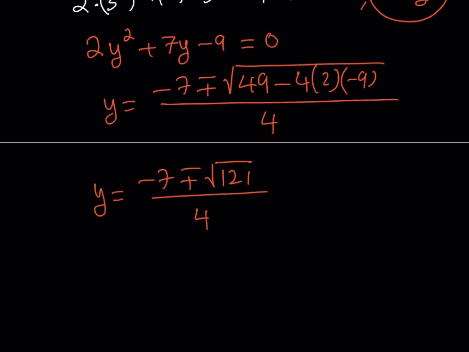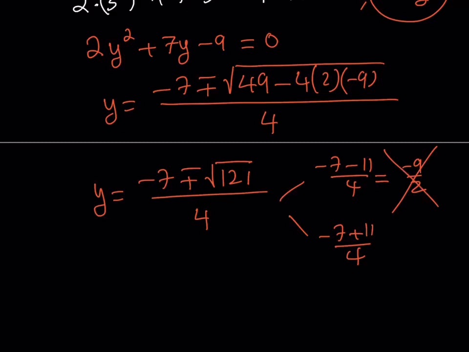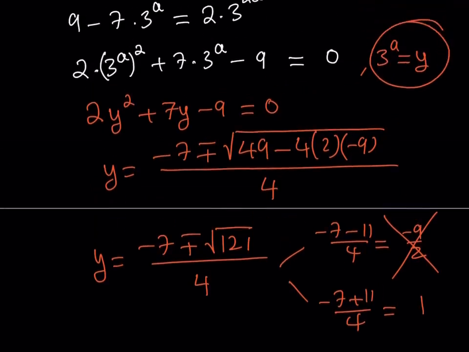Nice. Okay, of course, this has rational solutions, obviously. So it's going to be negative 7 minus 11 over 4 and negative 7 plus 11 over 4. And this is going to give us negative 9 halves, which is negative. So we're not going to be able to use that because 3 to the power a can never be negative. Impossible. Think about the graph of it, right? It has an asymptote at y equals 0, and so on and so forth. But this will be 1. Okay, well, we could have told that it's 1, right? Because if you look at the coefficients, the sum is 1. So we could have figured it out anyways without the formula.